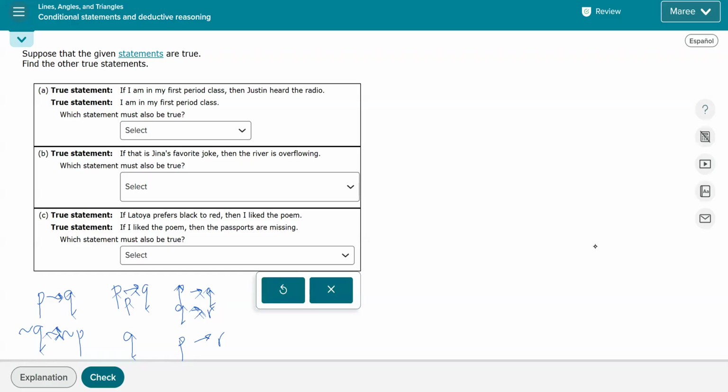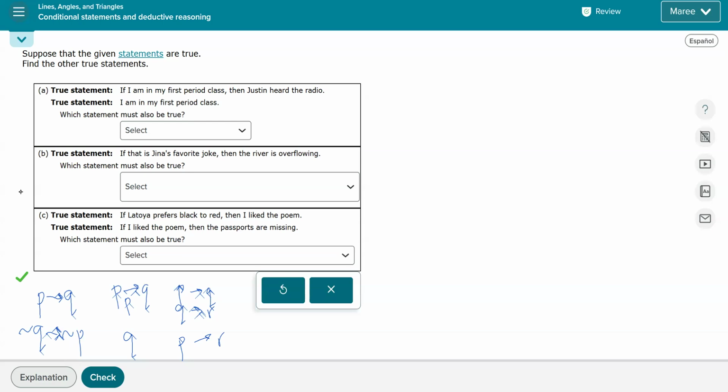So, conditional statements and deductive reasoning. In a conditional statement, there are two parts. There's an "if such and such," and then "such and such." We usually call what comes after the word "if" P, and what comes after the word "then" Q. Down at the bottom here, you can see where I wrote these.